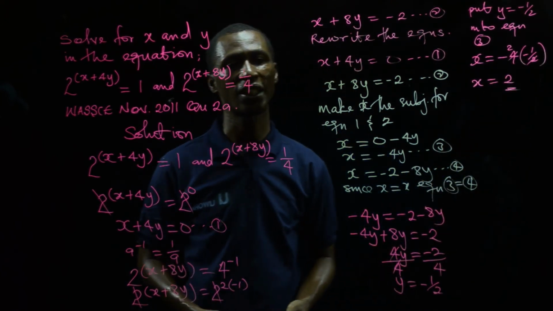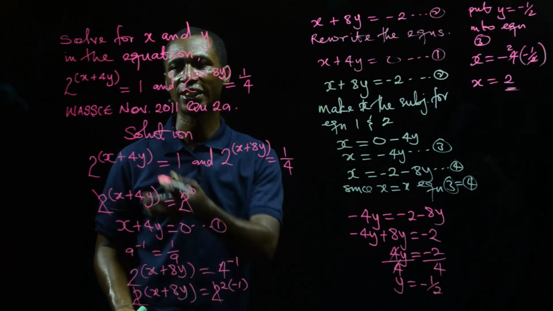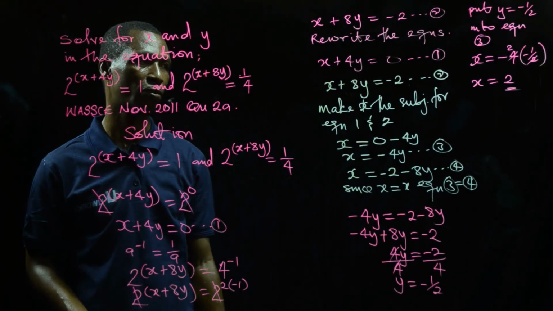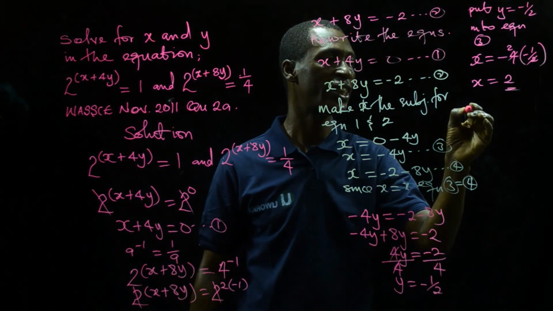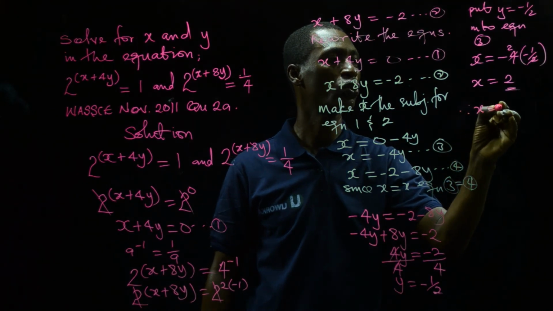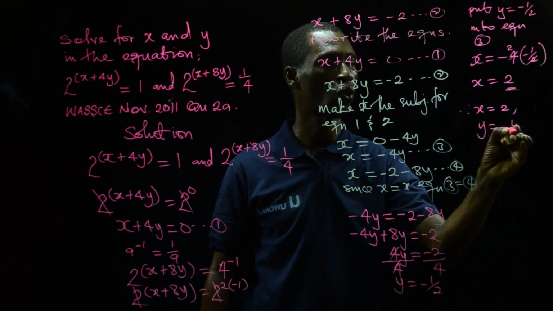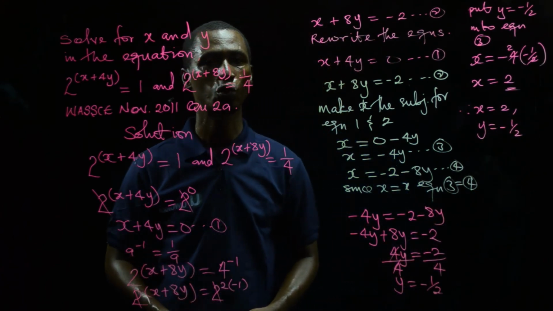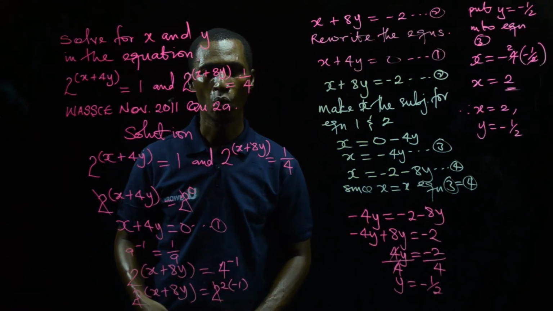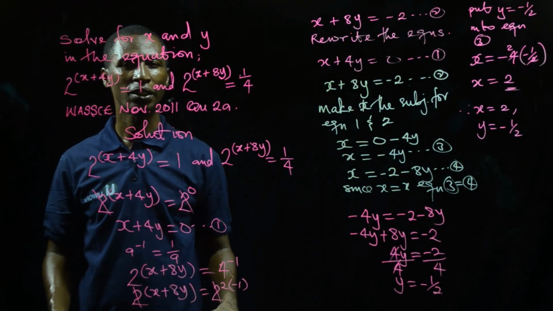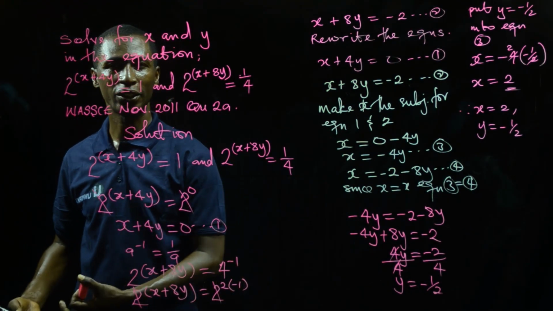You can prove that what you've done is correct by substituting it into the relation. So with this, you state that therefore x equals 2, y equals negative 1 on 2. So this is the solution to the question. We will take the last one, then the remainder you can get on our page.